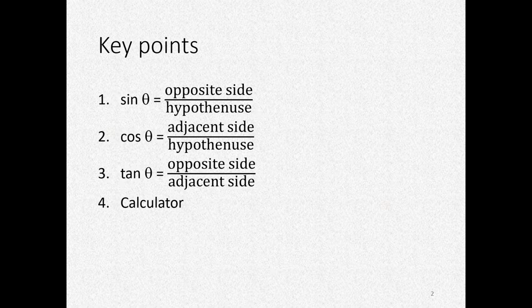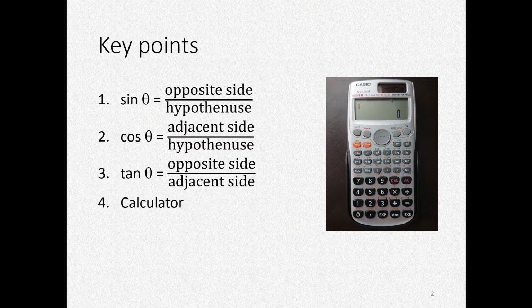Sine means opposite side over hypotenuse. Cosine means adjacent side over hypotenuse. Tangent means opposite side over adjacent side, right? So today, we need to use our calculator to find out the values of the trigonometric ratio. So now, please get ready with your calculator.